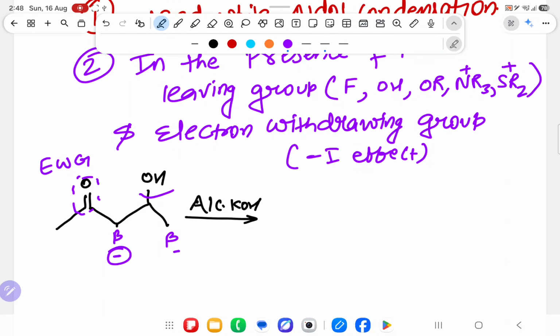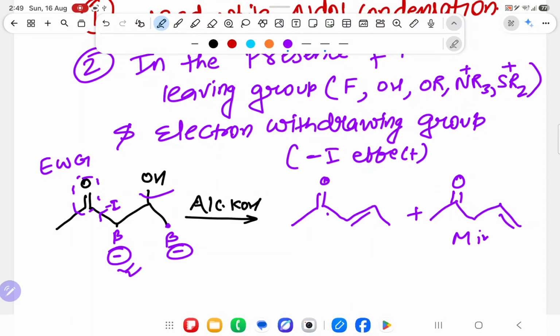A minus charge will come here, a minus charge will come here. This minus is normal, but this minus is stabilised by the minus I effect. C double bond O shows the minus I effect, I have already dictated. So this minus is more stable. So you will say, sir, two products are coming. One product has the double bond on this beta, because of the most stable negative charge. Another product we can form, yes, but that is the minor product. Over here you will get a double bond, but this is very minor.